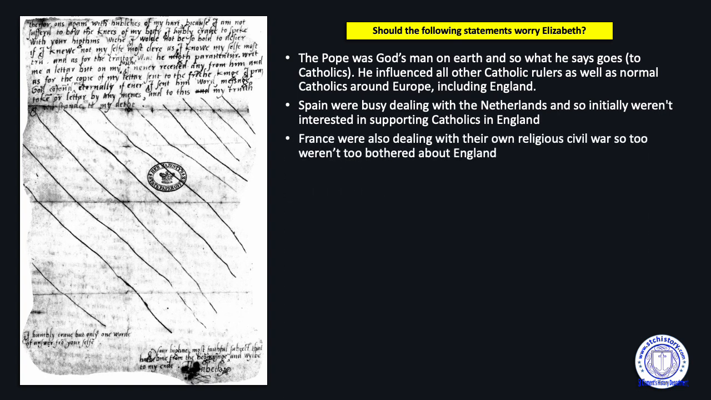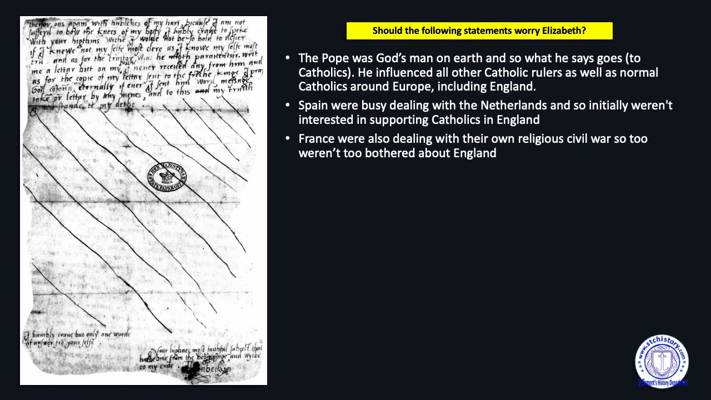Thirdly, France were also dealing with their own religious civil war, so too weren't too bothered about England. Again, giving Elizabeth a little bit of a wiggle room, if you like, to try the settlement, to see how it goes, without getting too dramatic and too aggressive. She doesn't need to, but she can relax just a little bit, knowing that France and Spain are currently busy with their own affairs. But just to put in your mind, those affairs could change at any point.